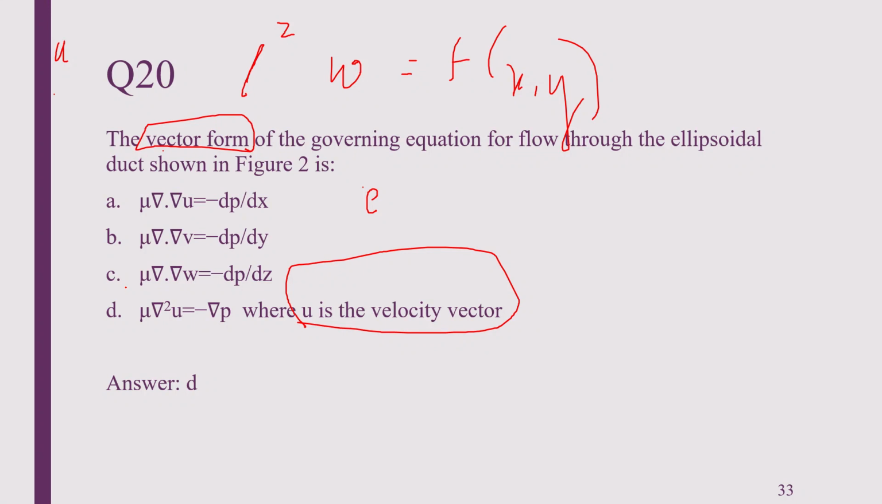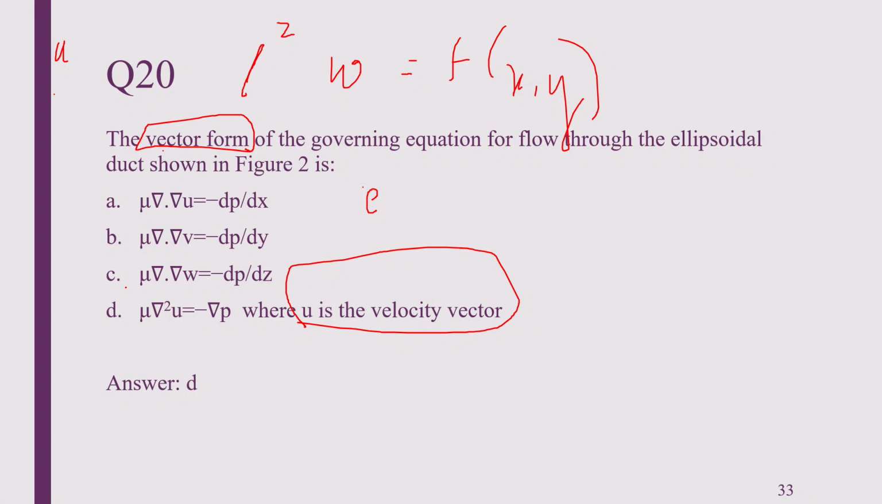So even though it can be written in A, B, C forms, and more specifically in the C form because it is flowing in the Z plane, Z direction, those are not the answers. Rather, option D is the right answer because mu del square u is equal to minus delta p, where u is the velocity vector. Because the question is about writing the governing equation in terms of the vector form, option D is the right answer.